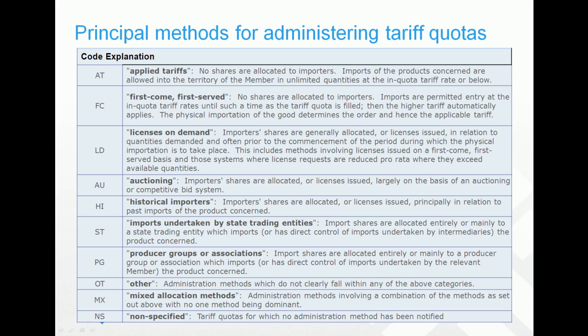Furthermore, it happens that the inside quota tariff rate imports are entirely or mainly undertaken by state trading entities or by producer groups or associations. Finally, it may occur that the used administration methods do not clearly fall within any of the above categories, such that other is stated, that mixed allocation methods are used, or that the administration method is not specified.